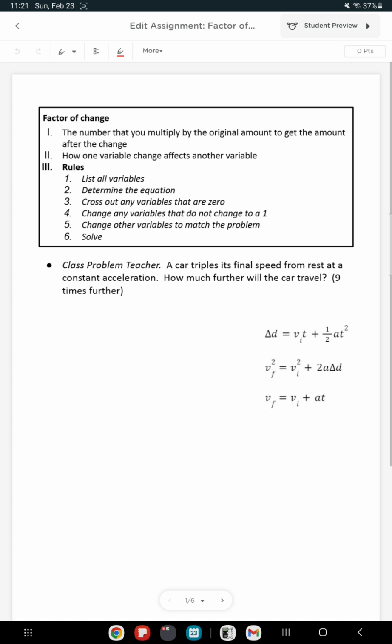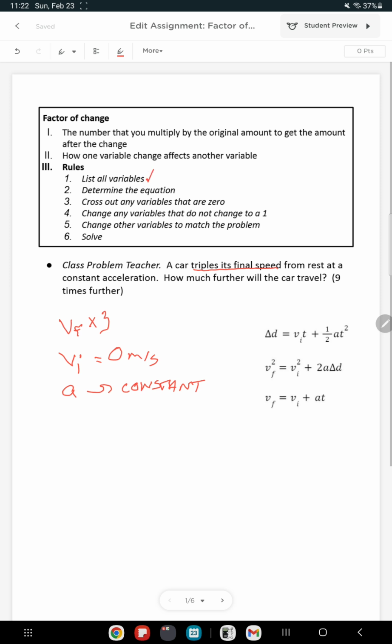And we'll just jump to the problem here. A car triples its final speed, so VF equals 3. It's gonna be 3 times as great, so times 3. From rest, so VI, well, it's definitely 0. Constant acceleration, so A is going to stay constant. So this is me doing like we do with all the problems. We list the variables first. So we're up here listing the variables.